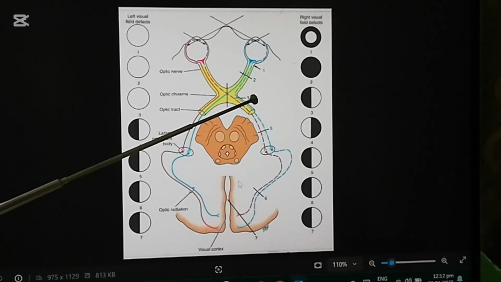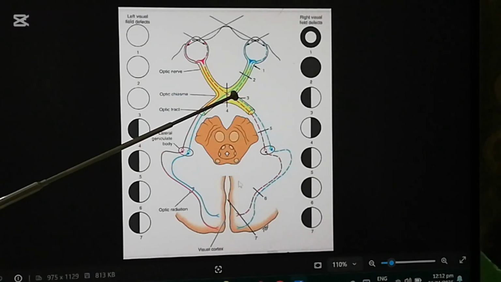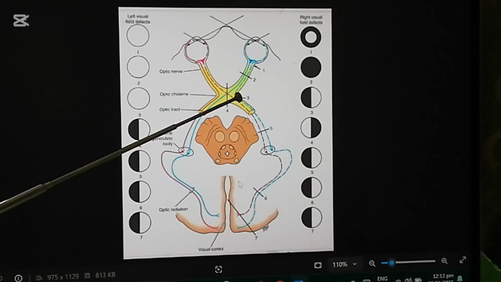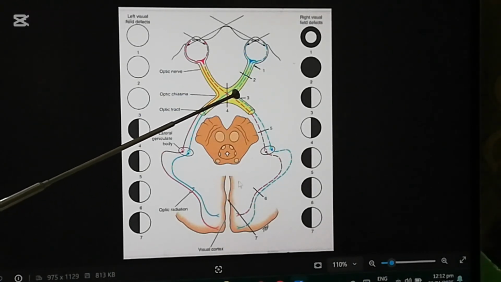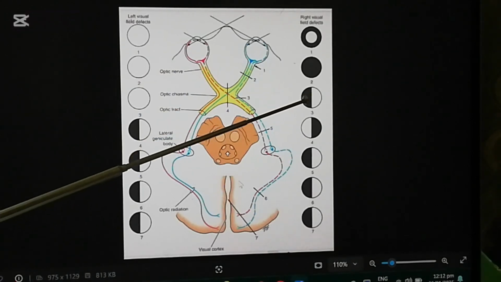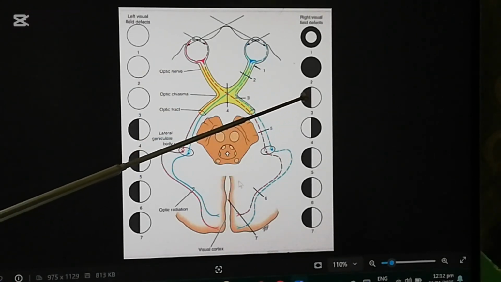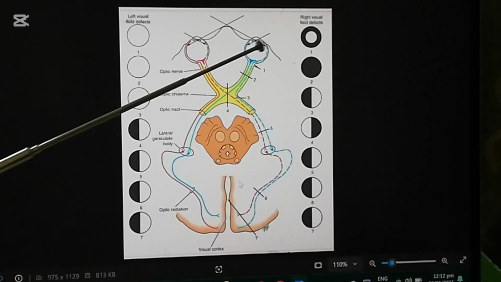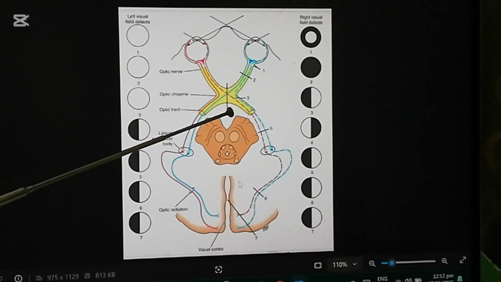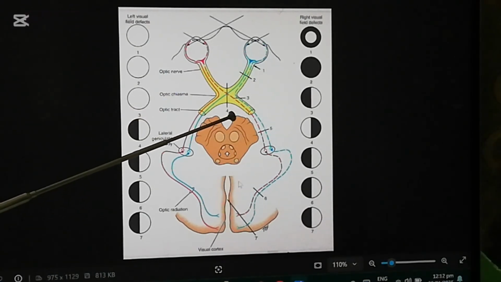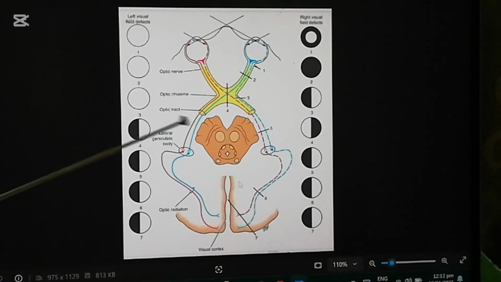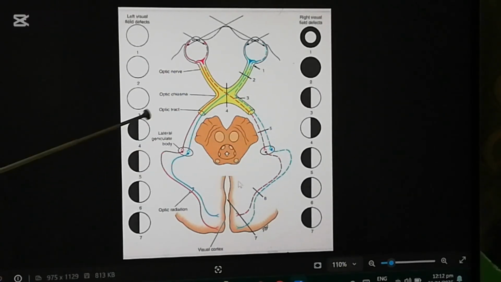If there is a section or cut at the lateral aspect of one side of the optic chiasma, you see hemianopia, meaning half vision is lost. If there is a cut in the middle of this decussating fiber region, what do we get? We get the bitemporal hemianopia.